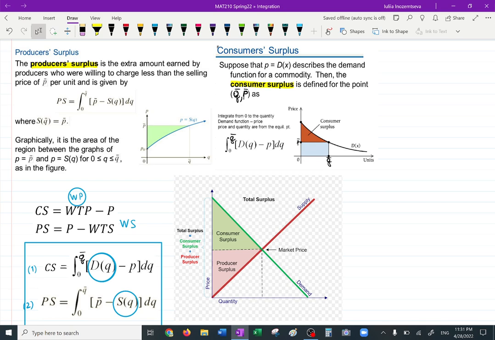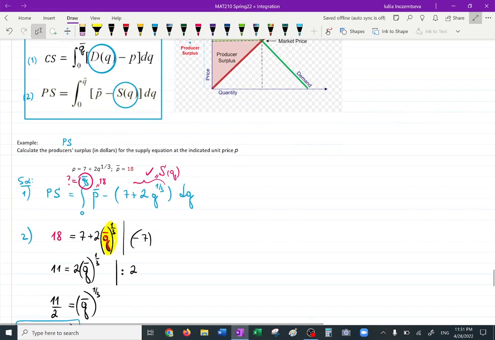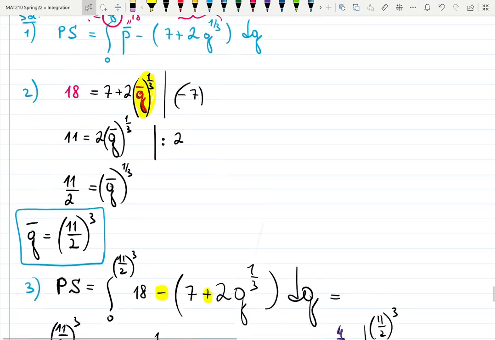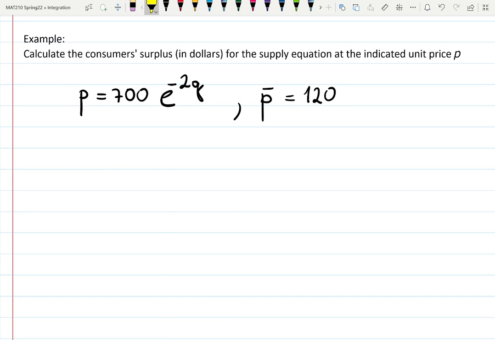In this video, we're going to work on one more example for producer surplus and consumer surplus. You can pause right now to see the definitions and the formulas. And just now, we actually had a chance to work on the example for the producer surplus. So let's do one more example with consumer surplus. Find the consumer surplus with the given function at the given price P.